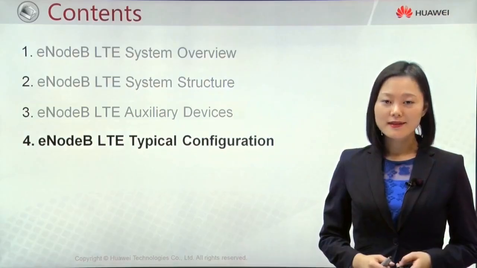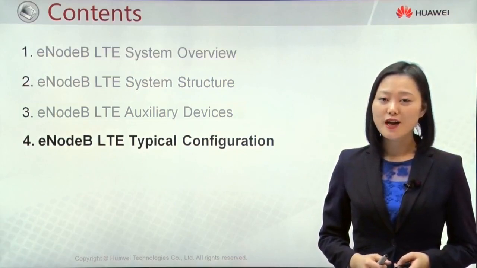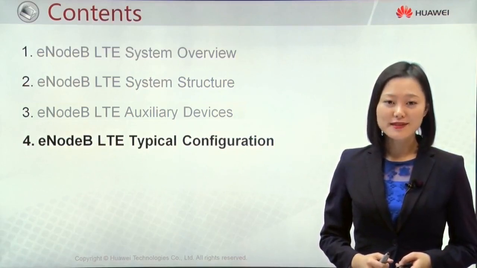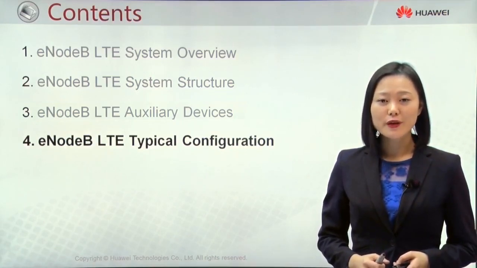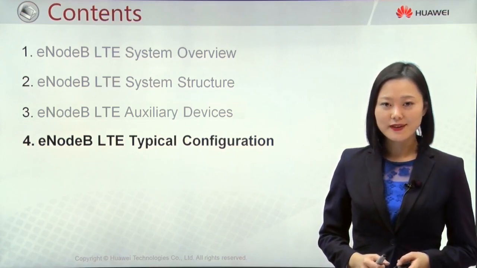Hello everyone. This chapter we will introduce how to choose different types of boards and how to decide the quantity according to the site configuration. We will give some typical examples to help us better understand the eNodeB product structure.